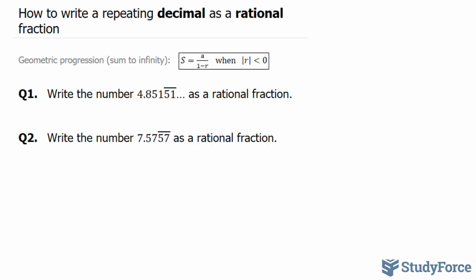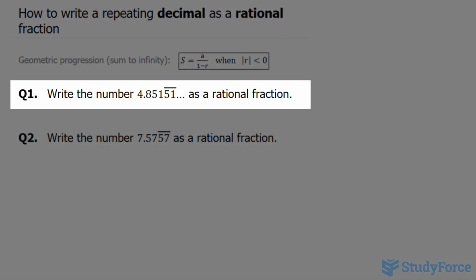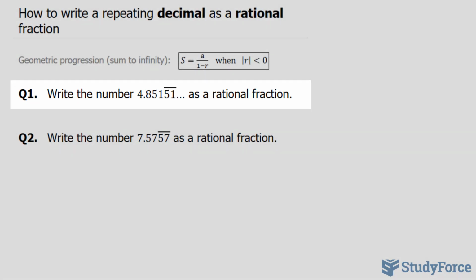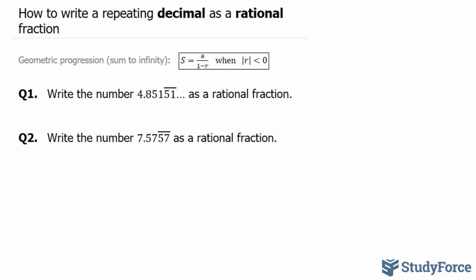In this video, I'll show you how to write a repeating decimal as a rational fraction. The first question reads, write the number 4.85151, where 51 is repeating, as a rational fraction. To do this question, we need to expand this number as a sum.